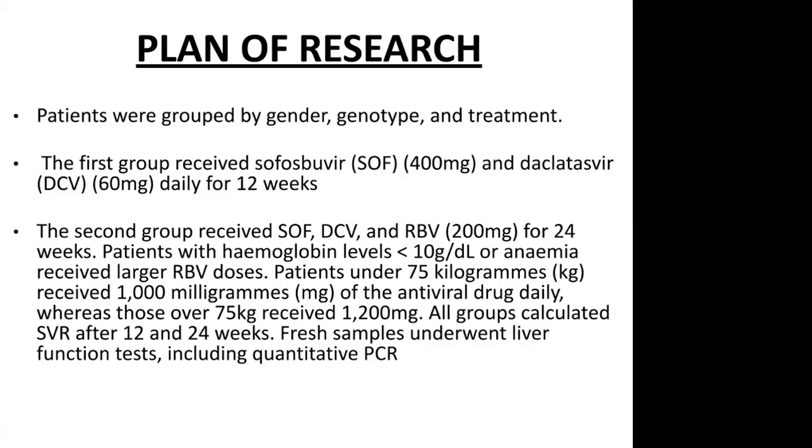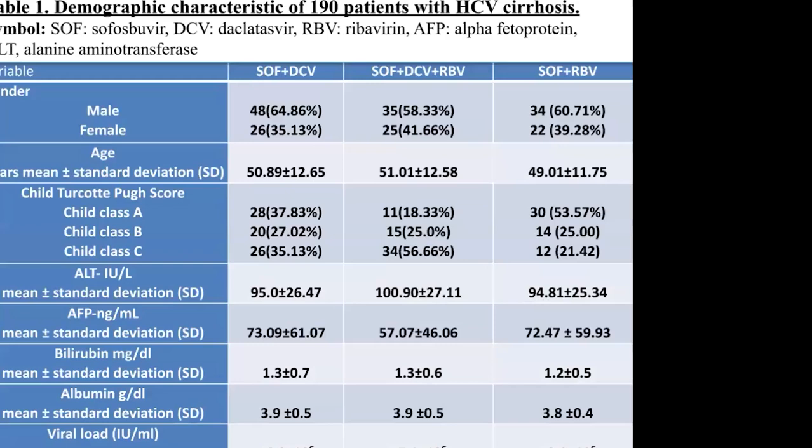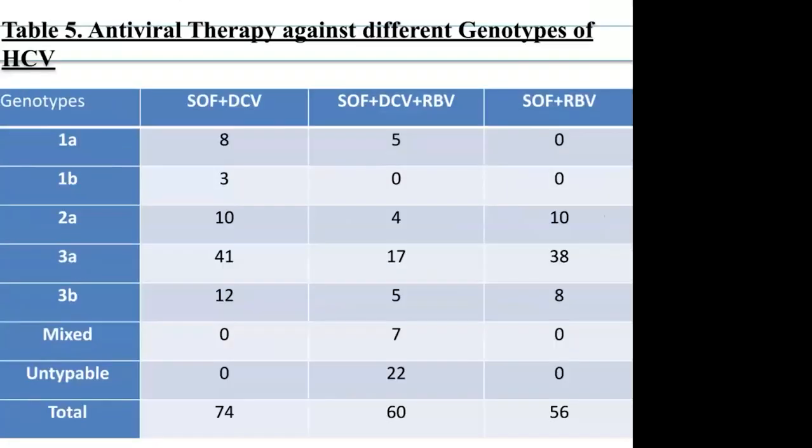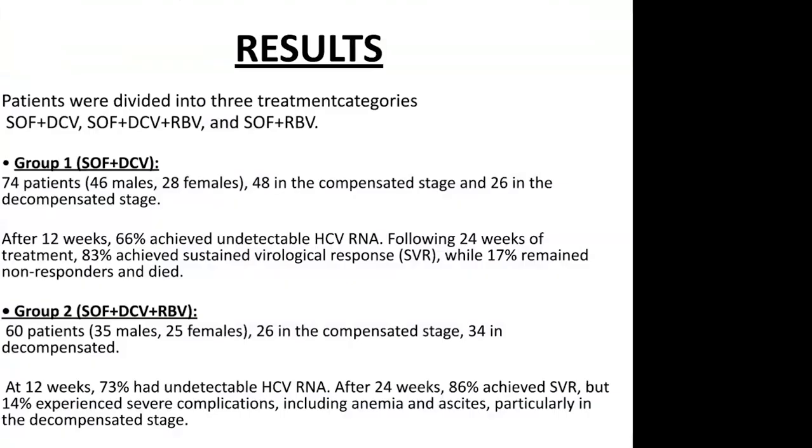response. So we have the demographic characteristics of those 190 patients. They were grouped by gender, age, Child-Turcotte scoring, ALT levels, AFP levels, bilirubin levels, albumin, and viral load. We also classified these patients according to the genotypes into 1A, 1B, 2A, 3A, 3B, mixed and some untypable strains. So then we got the results.